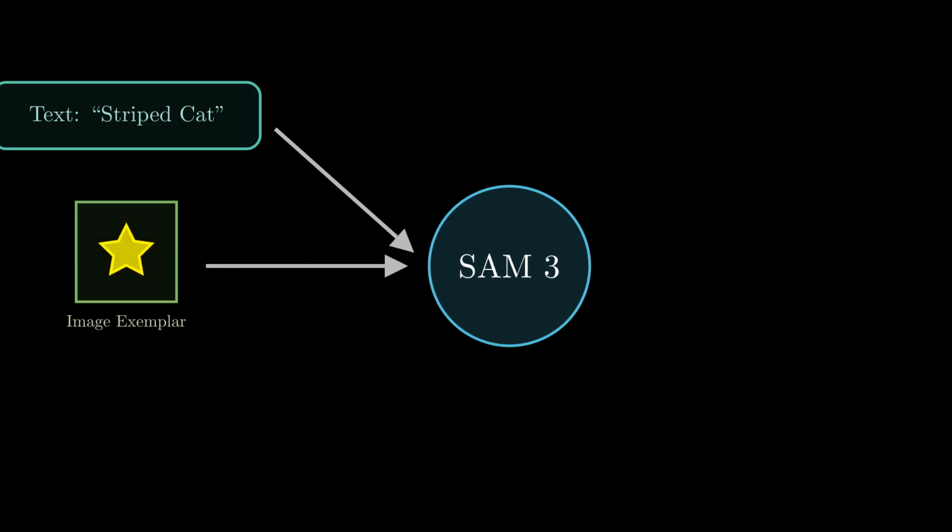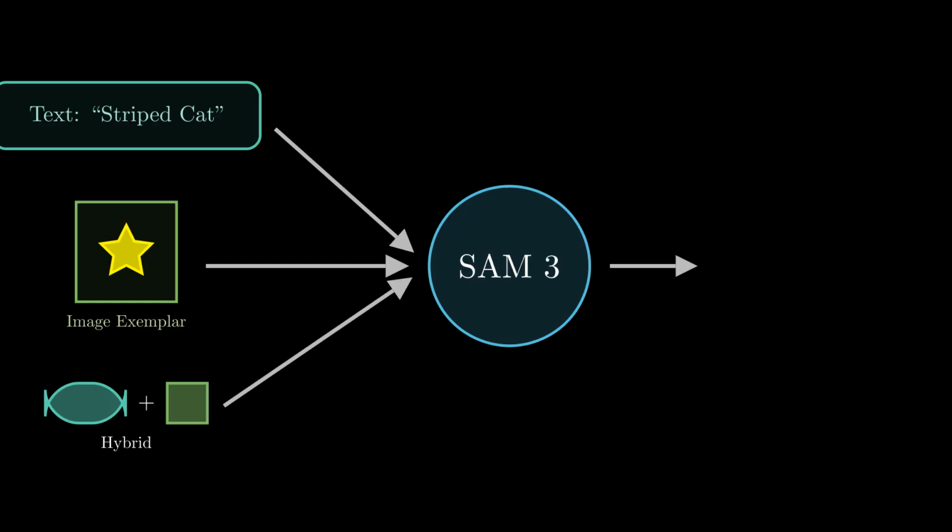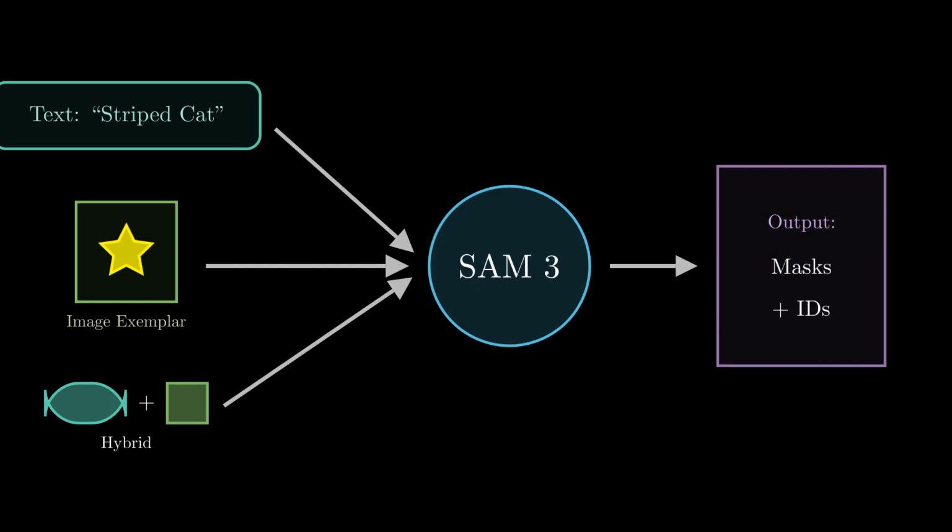Second, it accepts image exemplars. Sometimes, words aren't precise enough. You can provide a visual crop, a square showing exactly what you're looking for, and SAM3 will find all similar instances. Crucially, it supports hybrid prompts. You can combine a visual example with a text description. This allows you to refine the search, for instance, providing an image of a car, but specifying red in text to filter the results.